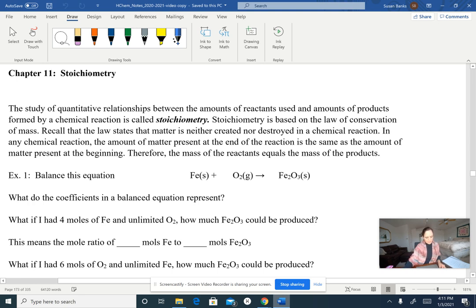All right. Welcome back, honors chemistry people. We are now going to start talking about stoichiometry. Now, stoichiometry sounds really scary, and in reality, it's one of my favorite parts of chemistry because this is math. This is where the math of the balanced equation helps you understand what's happening in a reaction.